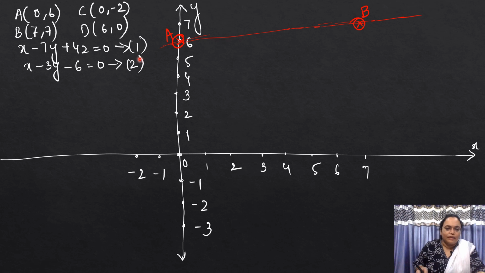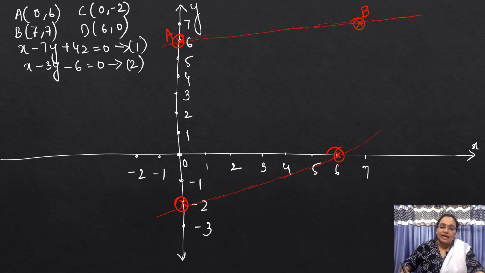Clear? So the next one is (0, minus 2). So 0 on the x-axis and minus 2 on the y-axis, which is here. The next one is (6, 0). 6 on the x-axis and 0 on the y-axis, which is this one. Now join these two, you will get something like this, right?